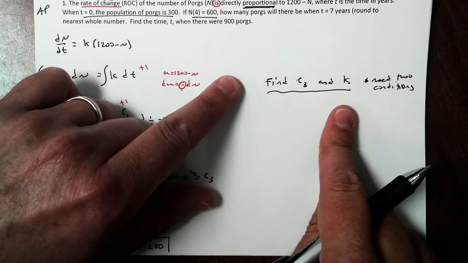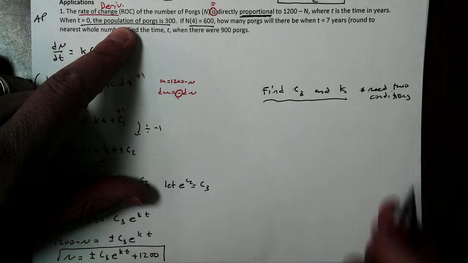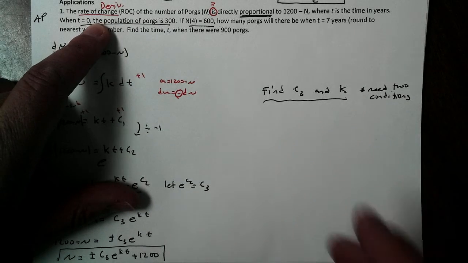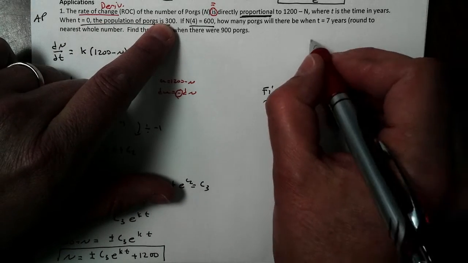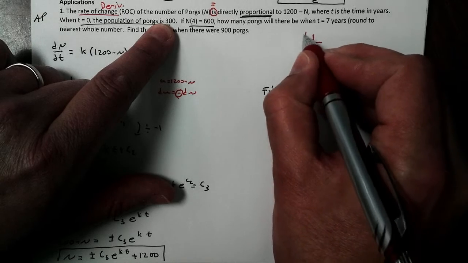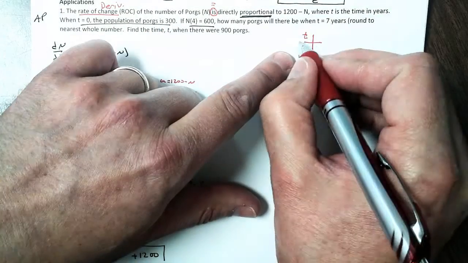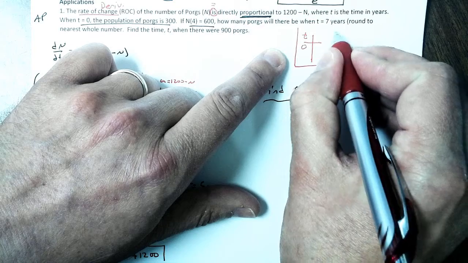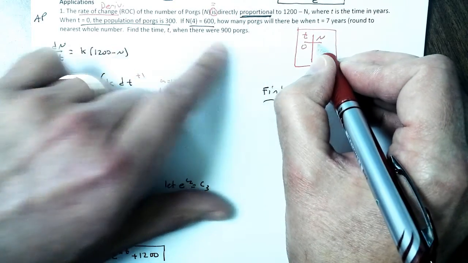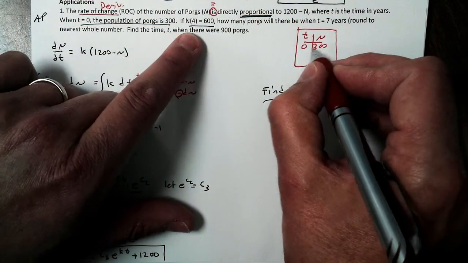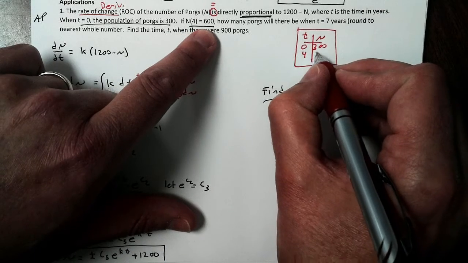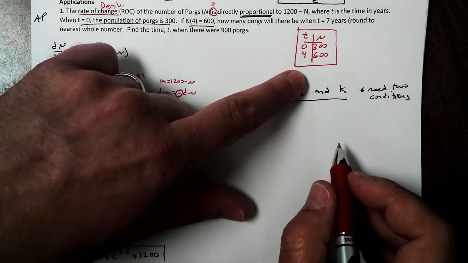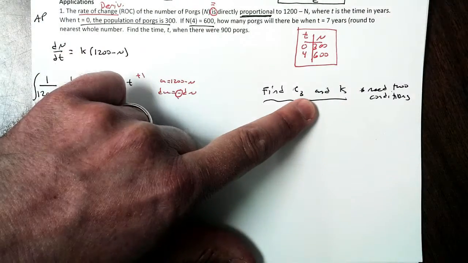Well, that's when I go back up to my problem. Remember what they told me. When t is 0, the population of porgs is 300. So they're telling me when t is 0, I'm going to write it as a table. I promise you this helps. The population was 300. At 4, the population was 600. Given those two conditions, I can now solve for C3.